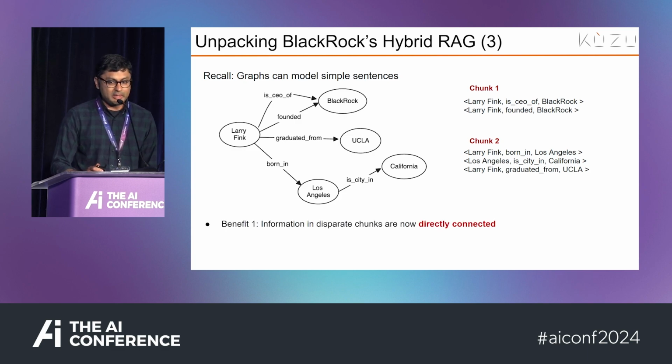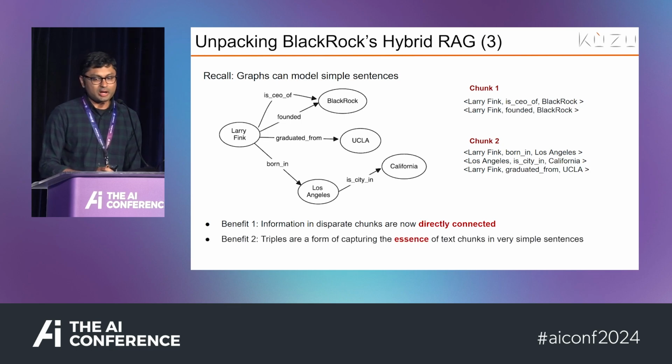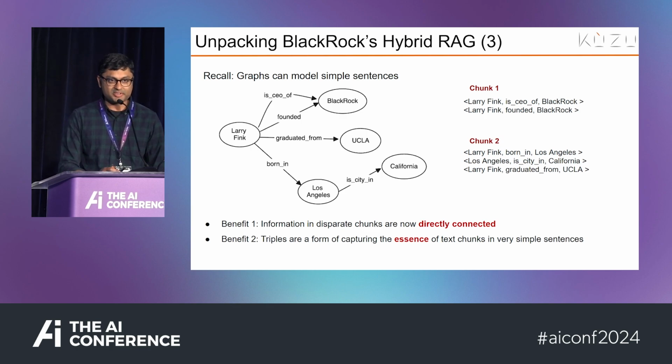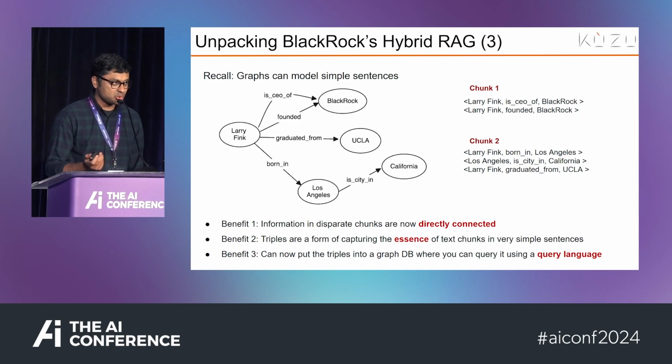So the key benefit here is that the information that might have been in disparate chunks of your data, separated in space, you might have had one fact in chunk 1 and another fact in chunk 25. In the graph, they are directly next to each other. The other benefit is that triples basically capture the essence of the chunks in very simple sentences. And finally, we can now put all this data into a database system where you can query it using a query language. This is a really powerful aspect of what graphs are doing.